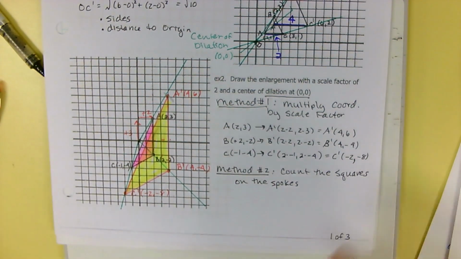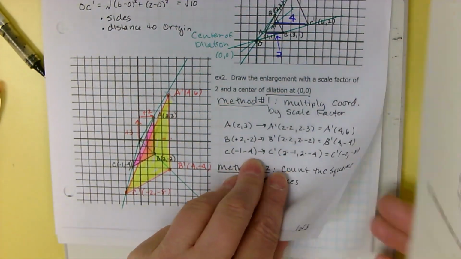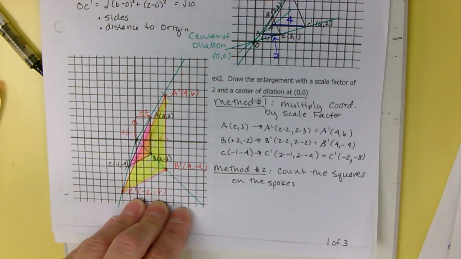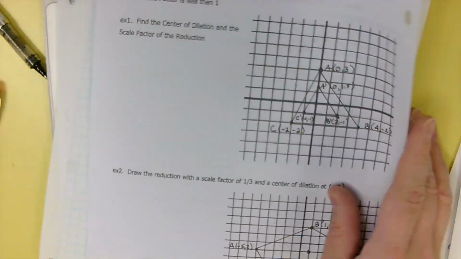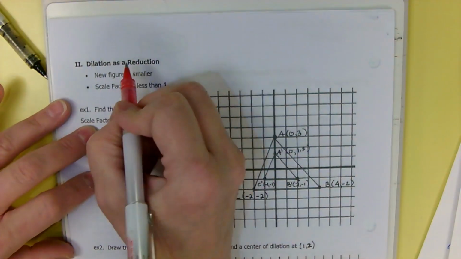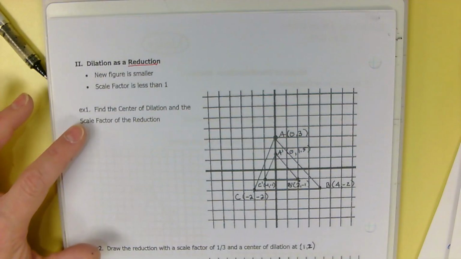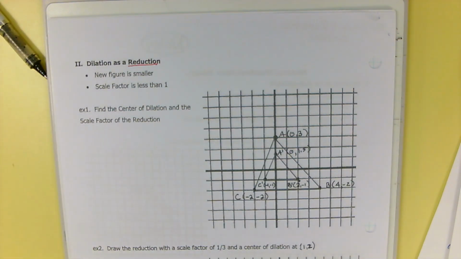All right, flip the page. All right, now we're going to do dilation as a reduction. Reduction means to make it smaller. So dilation as a reduction. If it is a reduction, the scale factor is less than 1. That's how you can tell it's a reduction. So we're going to find the center of dilation and the scale factor of the reduction that's shown.